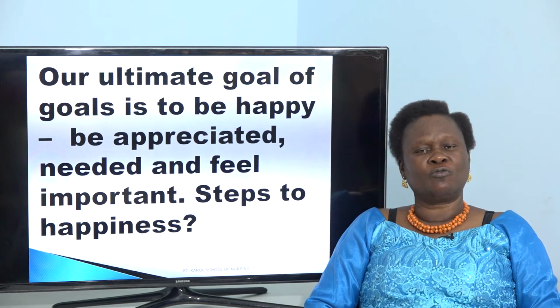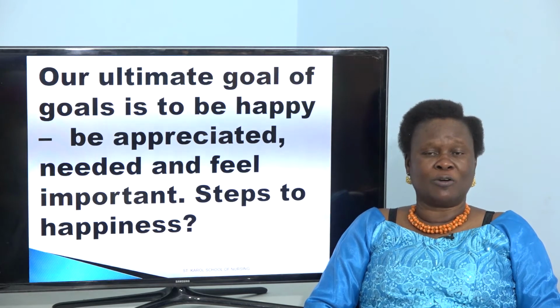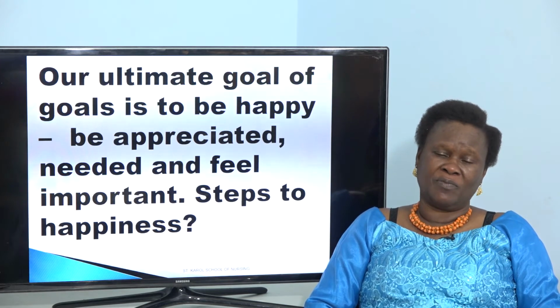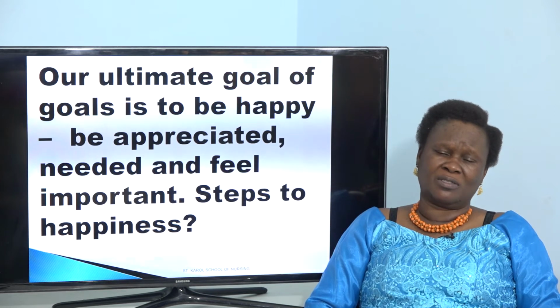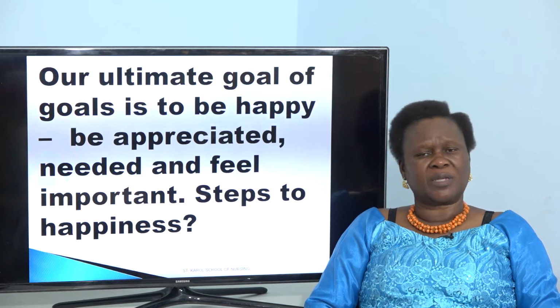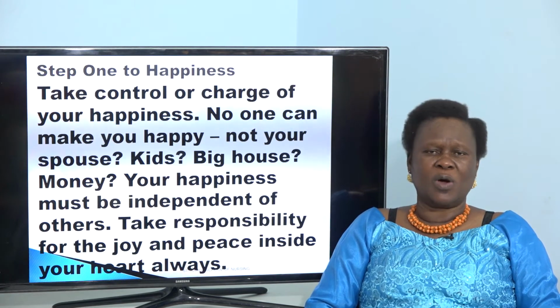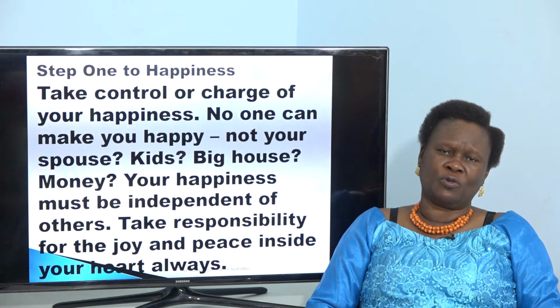Our ultimate goal of goals is to be happy, is to be rich, is to be able to afford the bare necessities of life, not scrape through life, not be overly anxious every step of the way, but to be appreciated, to be needed, to feel important. So there are steps to happiness. There are steps to happiness. The step number 1 is to take charge or take control of your happiness.